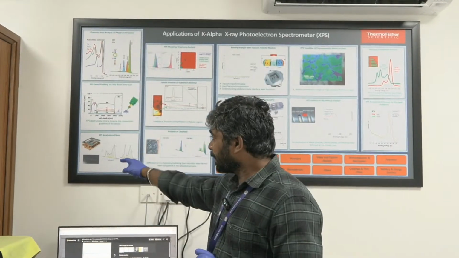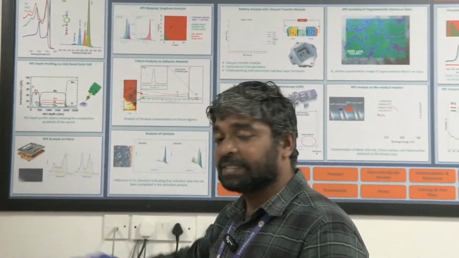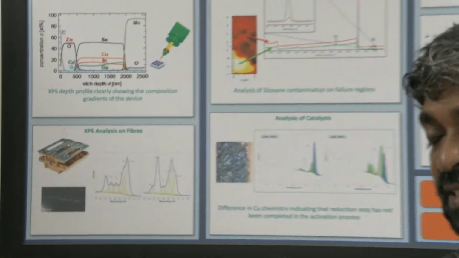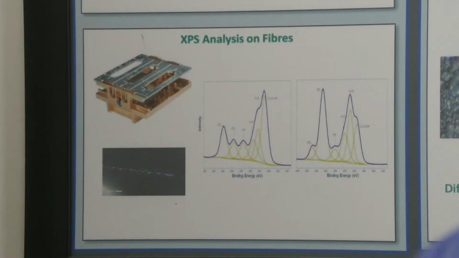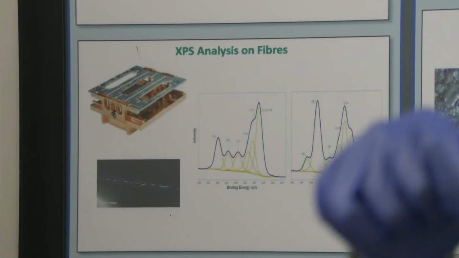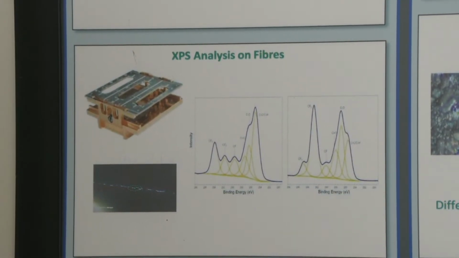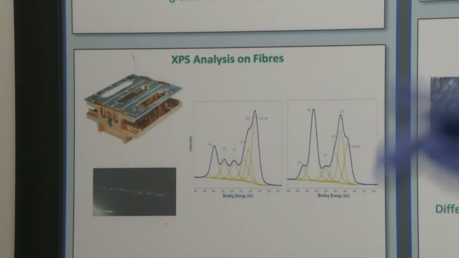You can get the chemical composition of the materials. And the third diagram is the XPS analysis for fiber samples. This holder we have here, you can screw and fix the fiber material, and you can fix the spot size, and perform the XPS.